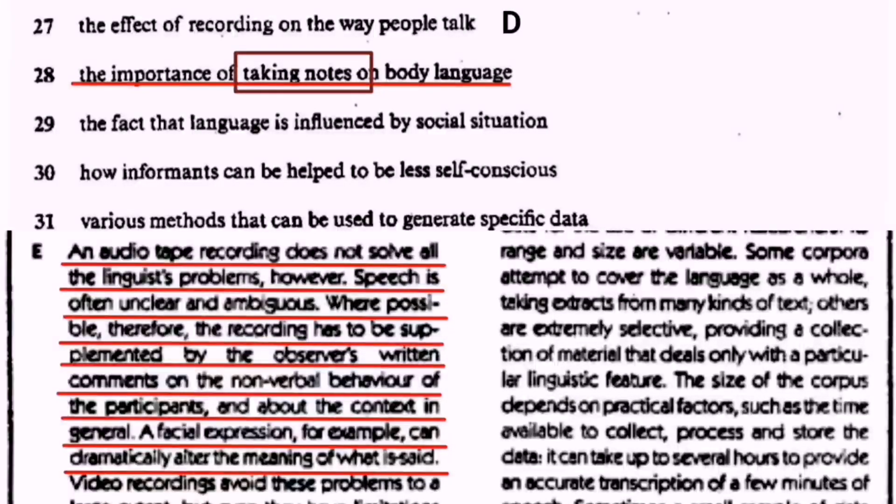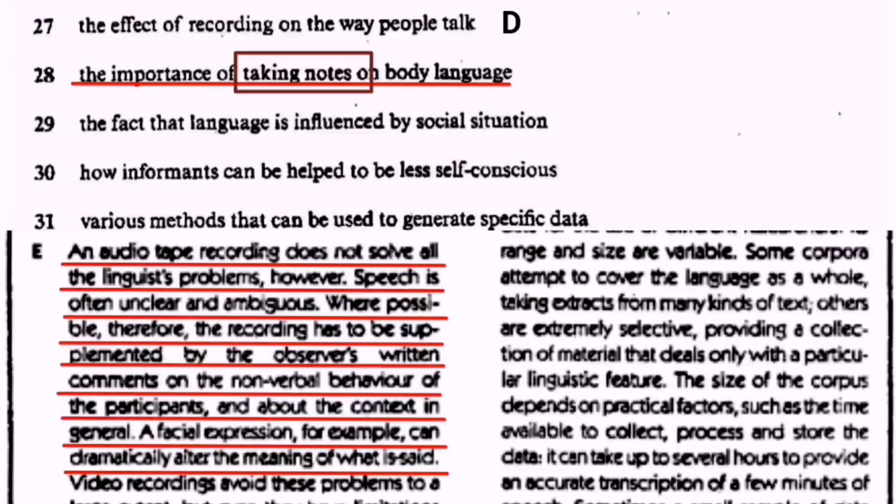Now to question number 28, taking notes is the keyword, and a similar meaning of taking notes is observers' written comments in the passage. It means if possible, observers can take written notes. So written notes have their importance. A facial expression, for example, can dramatically alter, which means change, the meaning of what is said. It means facial expression can change the meanings of talk. Whereas question number 28 is the importance of taking notes on body language.